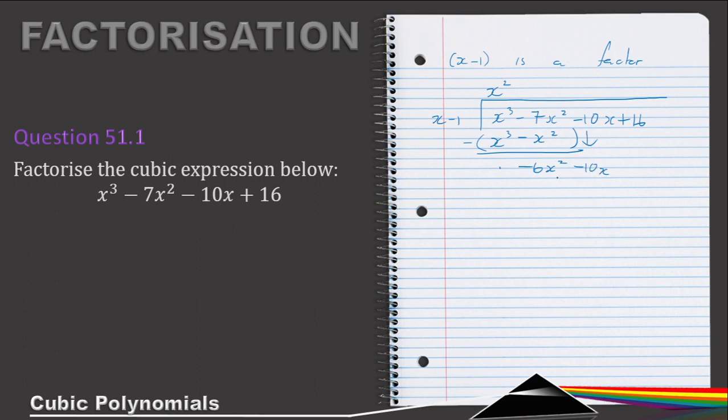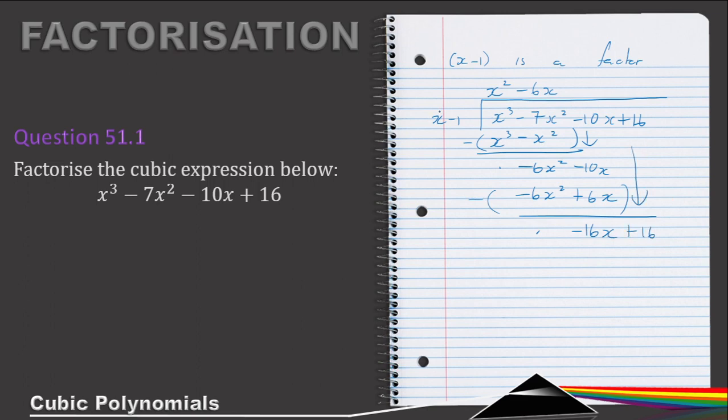Then x goes into minus 6x squared. So that is minus 6x, times x is going to be minus 6x squared. Minus 6x times minus 1 gives me plus 6x. Alright, subtract. That's 0. This becomes minus, so this becomes minus 16x. Bring down the other 16.